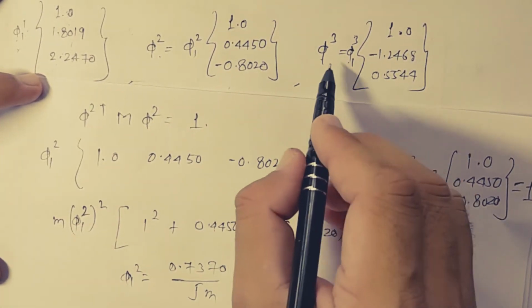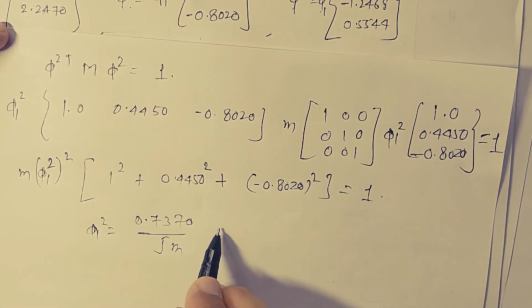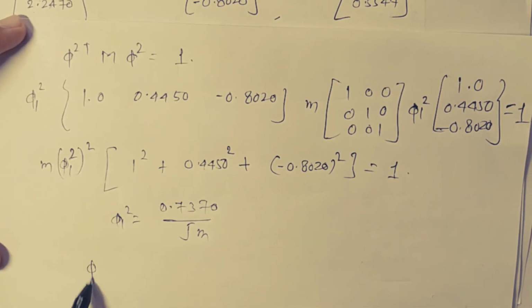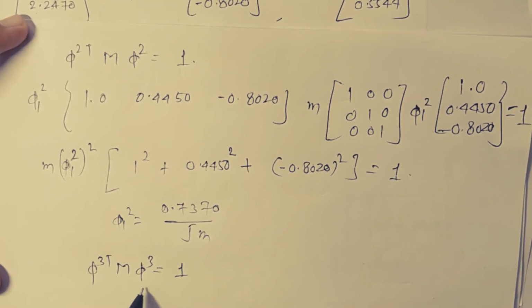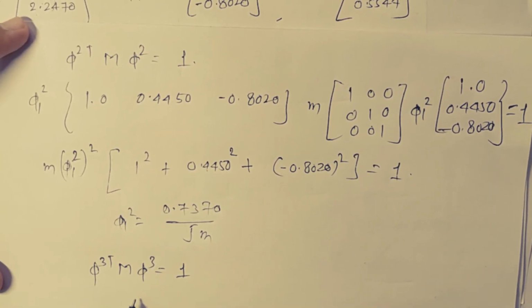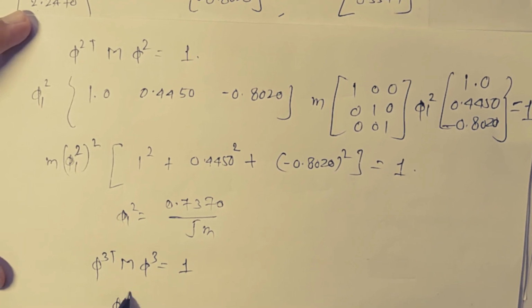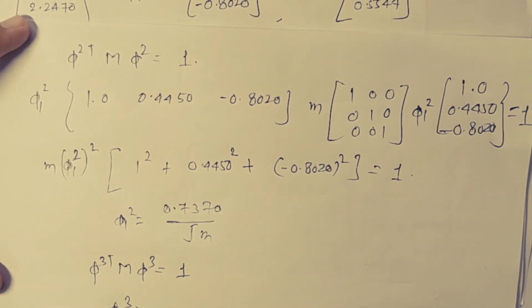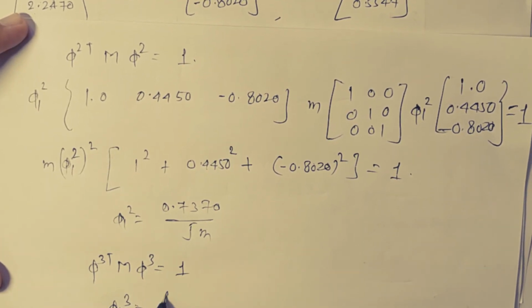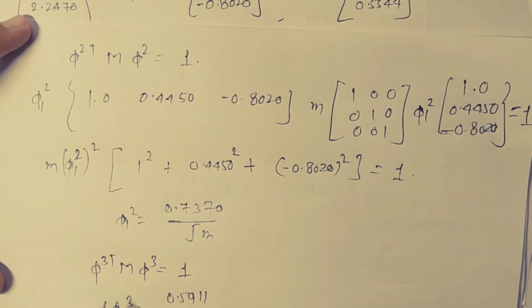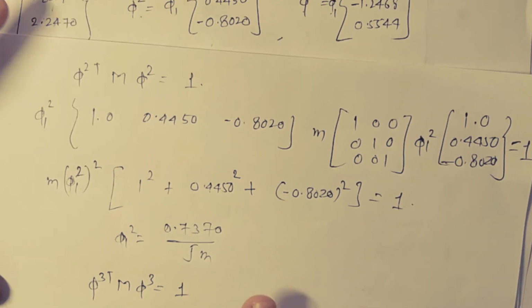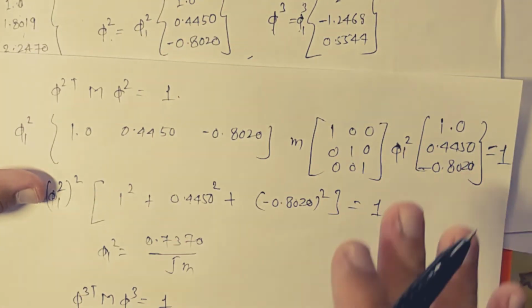Similarly, we can go for the third mode shape and we'll get phi 3 transpose m phi 3 is equal to 1. So in this case, we'll get phi 1 3 is equal to 0.5911 over under root m. So this is how we can orthonormalize the mode shapes.